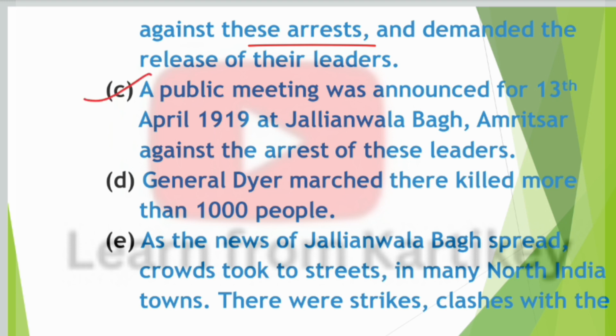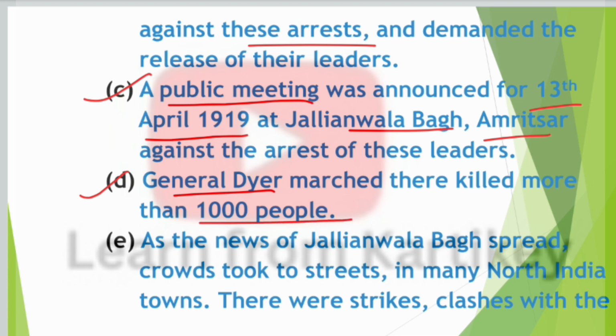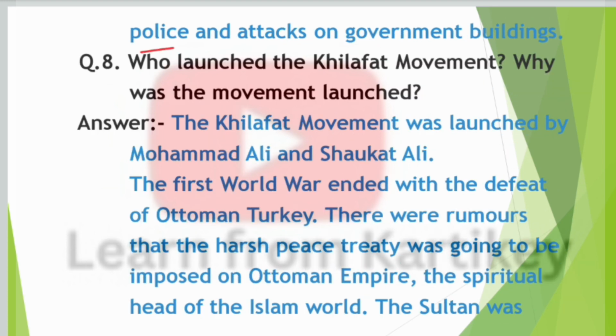Third point, a public meeting was announced for 13th April 1919 at Jallianwala Bagh, Amritsar, against the arrest of these leaders. Fourth point, General Dyer marched there and killed more than a thousand people. Fifth point, as the news of Jallianwala Bagh spread, crowds took to the streets in many North Indian towns. There were strikes, clashes with the police and attacks on government buildings.